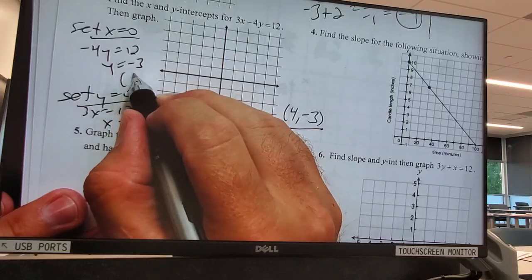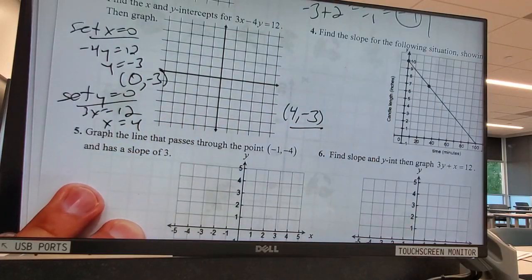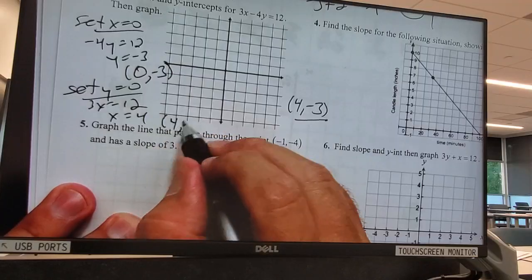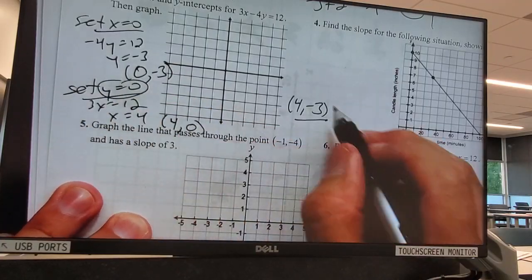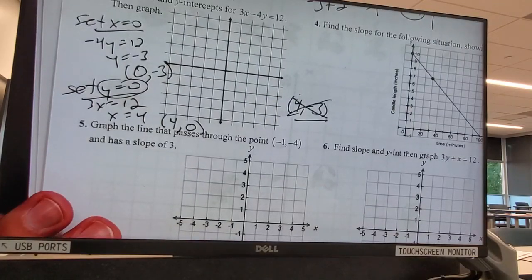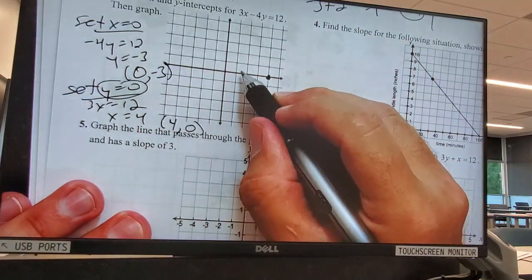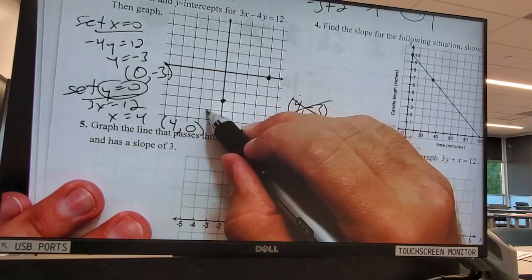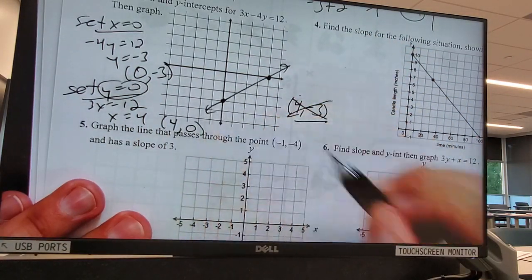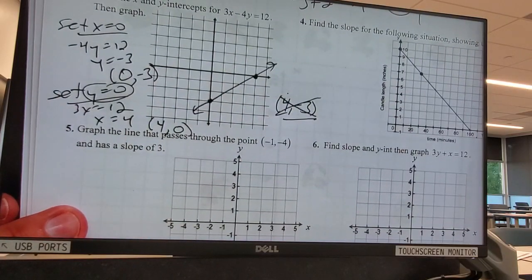But how did I get -3 for y? I made x 0. So 0x goes with -3y. 4x goes with 0y. So that point does not necessarily exist on this line. In fact, it can't. So then I put 4, 0, and 0, -3. And then I get this line. Fantastic.